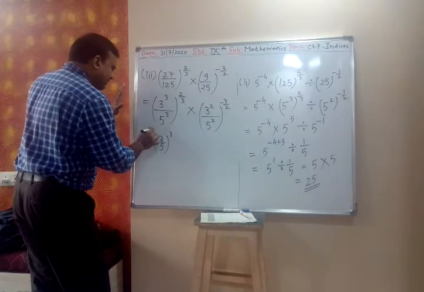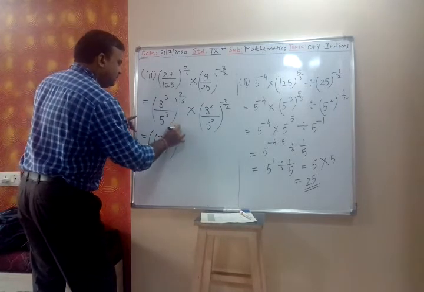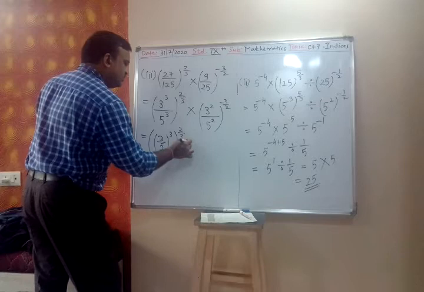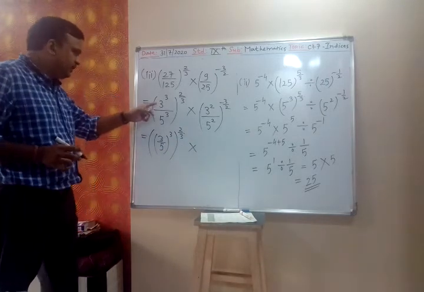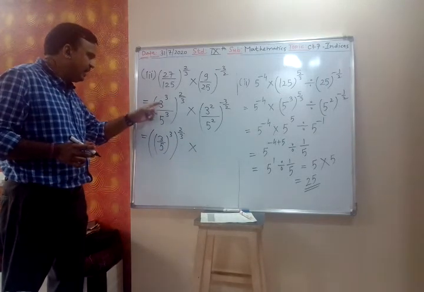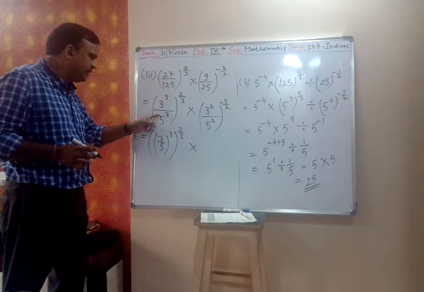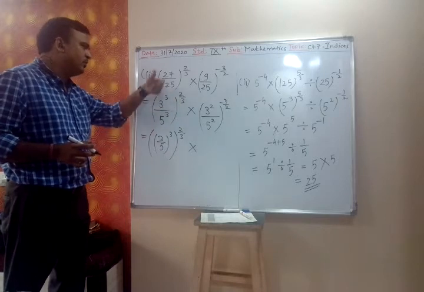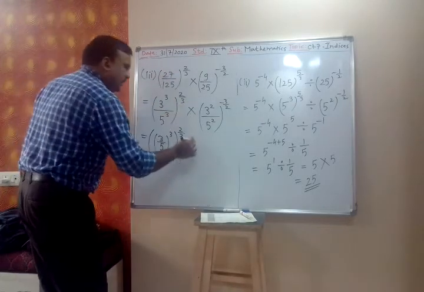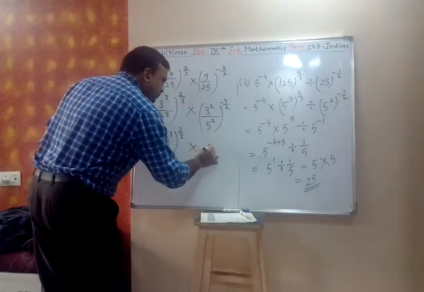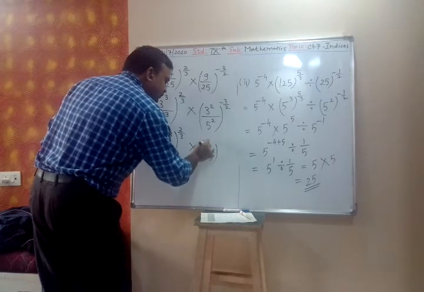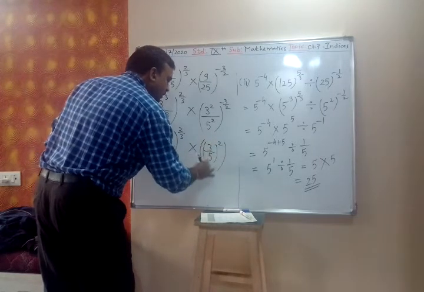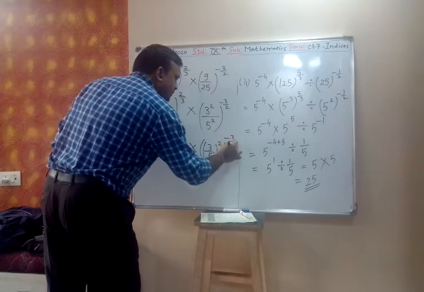Next step I will cancel, no. This multiplied by 2 raised to 3. 2 upon 3. If the power is same, I can take them, 3 raised to 3, 5 raised to 3, I can write 3 by 5 whole raised to 3. Then the same thing, I can write 3 raised to 2, 5 raised to 2, I can write 3 by 5 raised to 2 whole raised to minus 3 by 2.